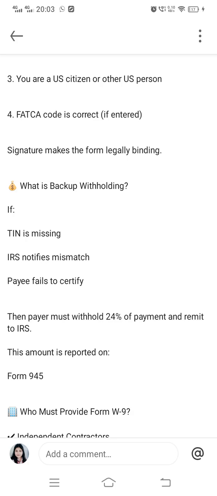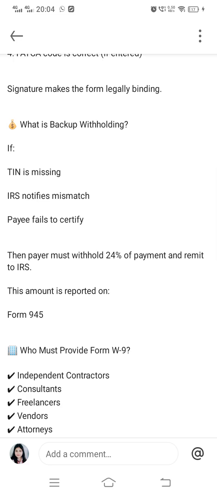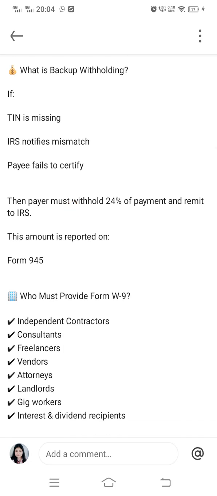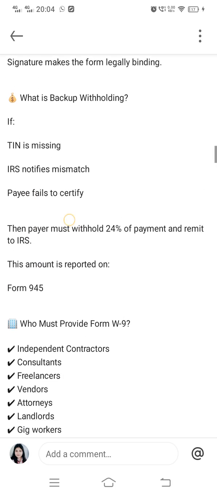And what is backup withholding? So if TIN missing, IRS notifies mismatch, payee fails to certify, then the payer must withhold 24% of the payment and remit to IRS. So whatever you are going to pay to the payee, before paying that you should keep 24% of that payment and remit it to the IRS. This amount is reported on form 945.